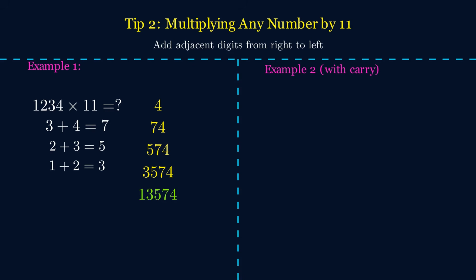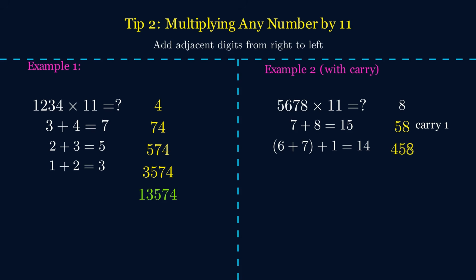Let's try another one, this time with a carry. 5,678 times 11. Again, start from the right. The last digit, 8, stays the same. Now add the next pair. 7 plus 8 equals 15. Write down the 5 and remember the carry 1. Next, 6 plus 7 equals 13 and add the carried 1 to make 14. So we write the 4 and carry 1 again.